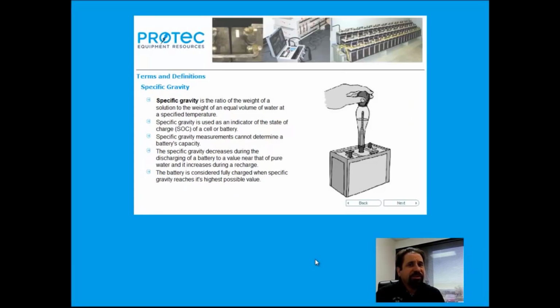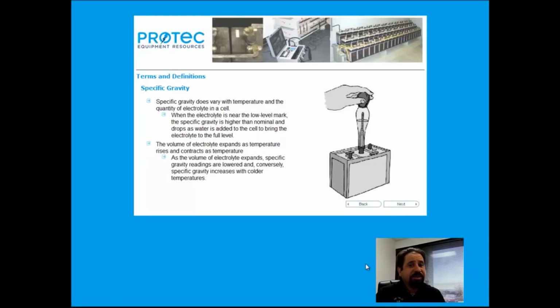Specific gravity is the ratio of the weight of a solution to the weight of an equal volume of water at a specified temperature. Specific gravity is used as an indicator of the state of charge of a cell or a battery. Specific gravity measurements cannot determine a battery's capacity. The specific gravity decreases during the discharge of a battery to a value near that of pure water, and specific gravity increases during the recharging of the battery or cell. The battery is considered fully charged when the specific gravity reaches its highest possible value.